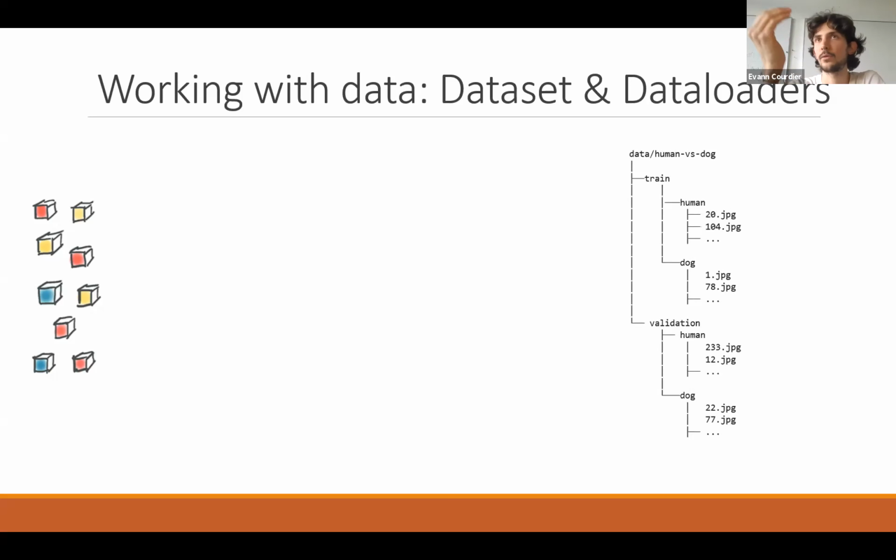Here you could have two folders, one for the train split, the other one for the validation split. And in each of these folders, one folder per class. So here, for example, a human vs dog dataset.